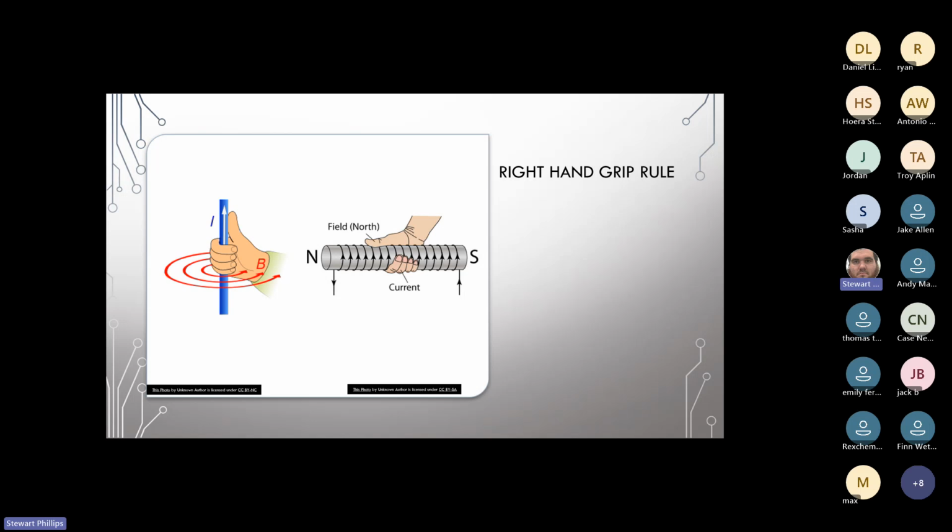We can also use this to grab an electromagnet or bar magnet. If we grab the bar magnet and our fingers are going in the way of the current flow, in terms of a DC current, then we can use our thumb to point towards north. So if our fingers are grasping the way that the current is flowing, then we can use our thumb to figure out the north pole.